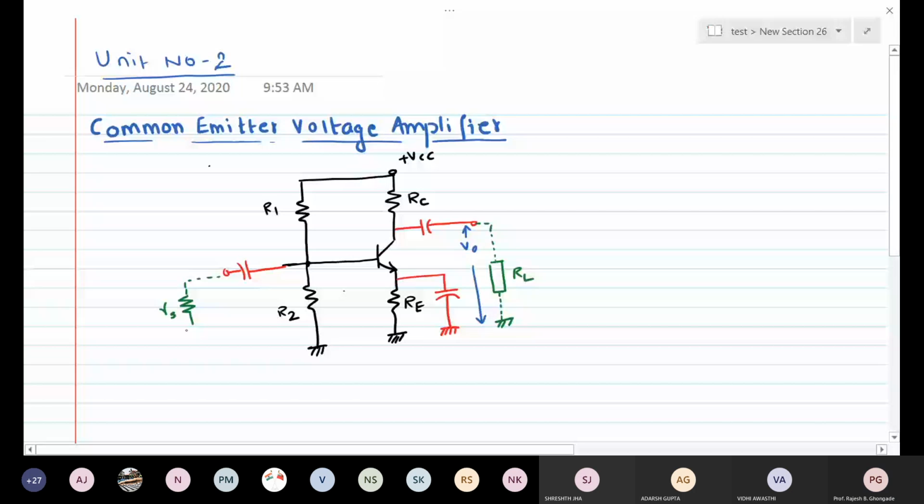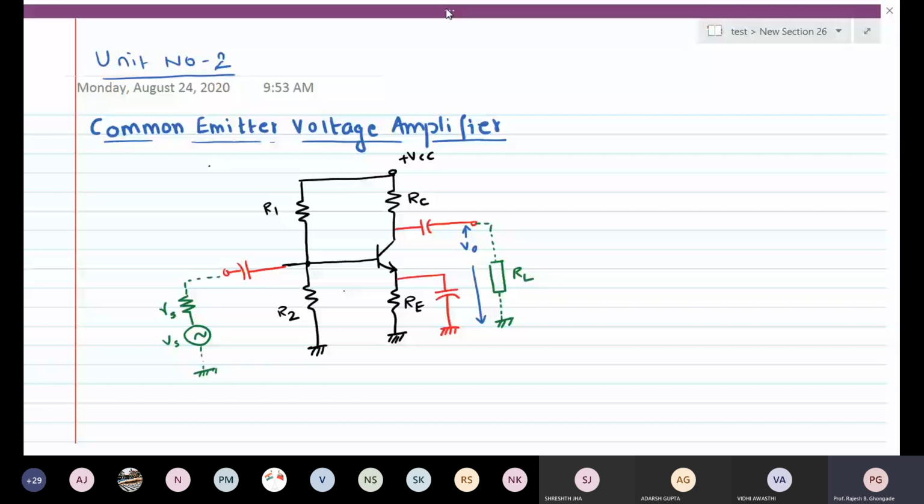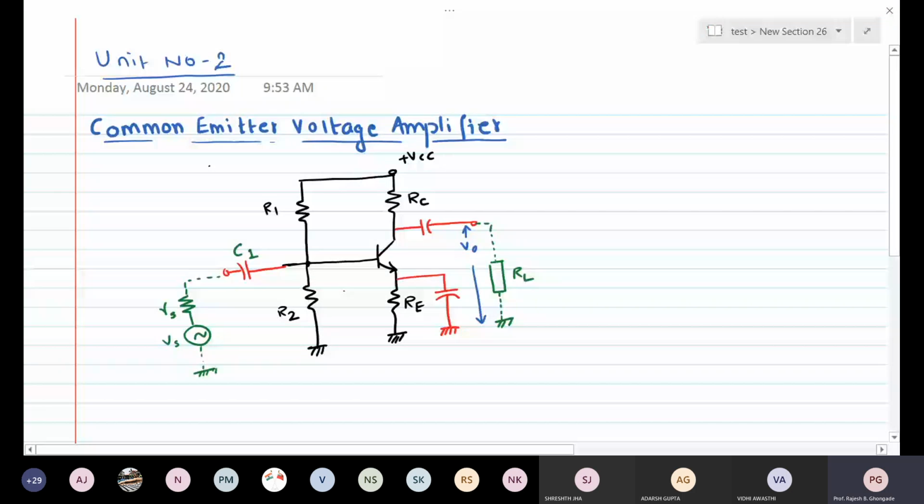Call this capacitor C1. Call this capacitor C2. This as C3. This forms your common emitter voltage amplifier. Okay. Let us see the input and the output relationships.